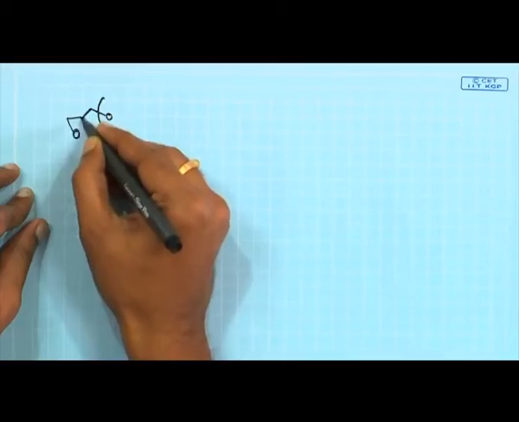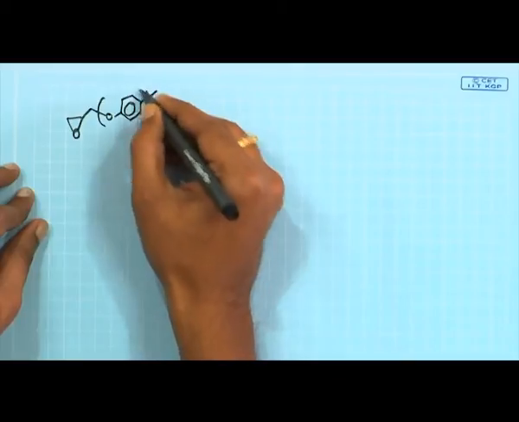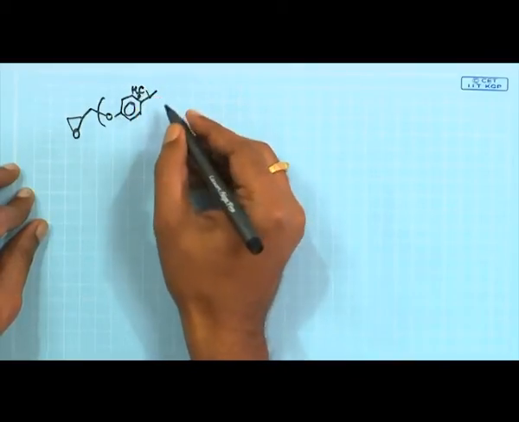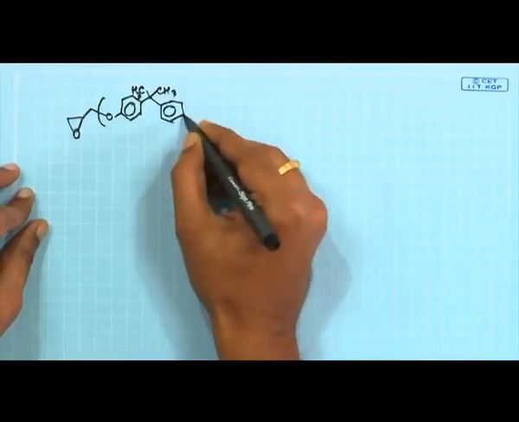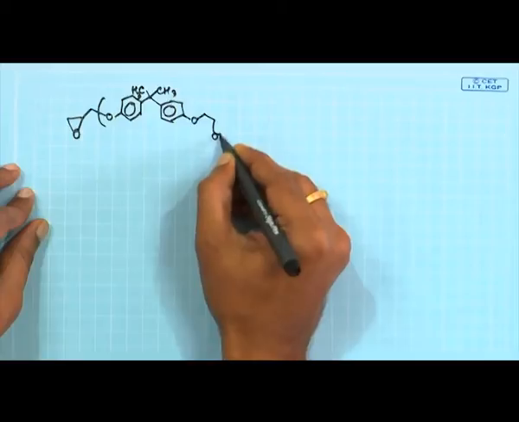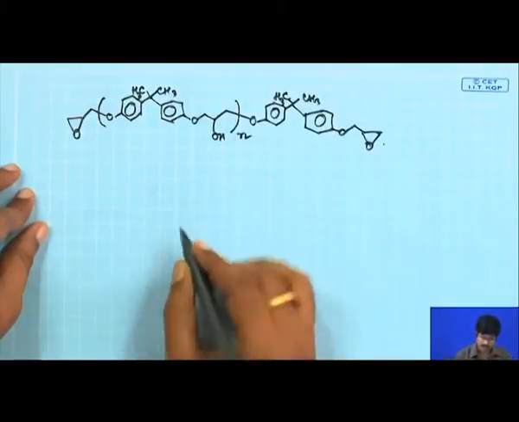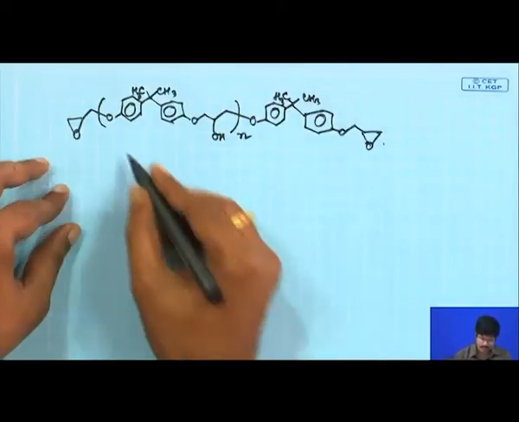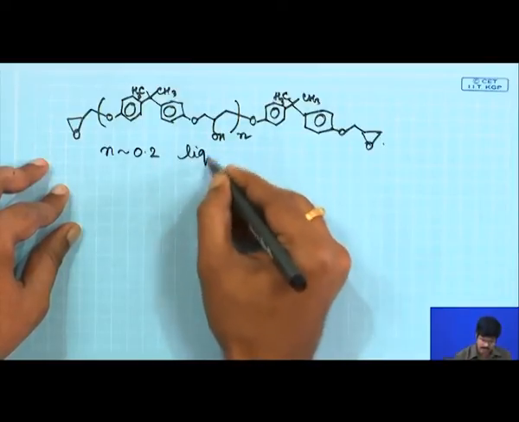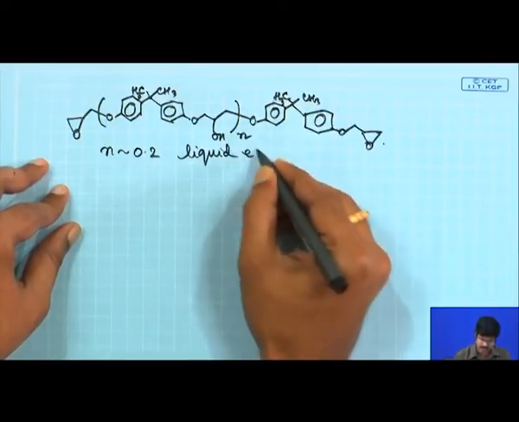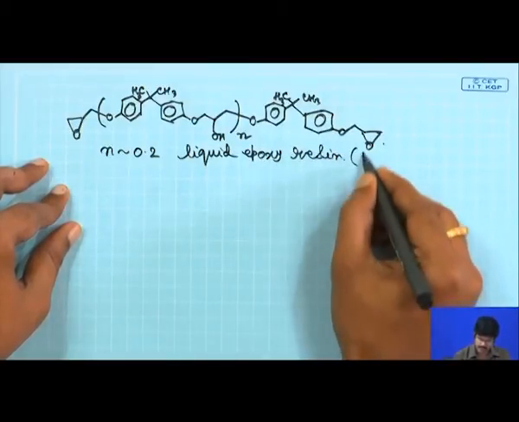The general structure of epoxy resins is something like this. You have the bisphenol A that is present here, CH3 here, and then you have the unit here, and then a secondary alcohol. So, this is the general structure, and we said that if your N is close to 0.2, you will get what you call the liquid epoxy resin, a highly viscous liquid epoxy resin, LER.